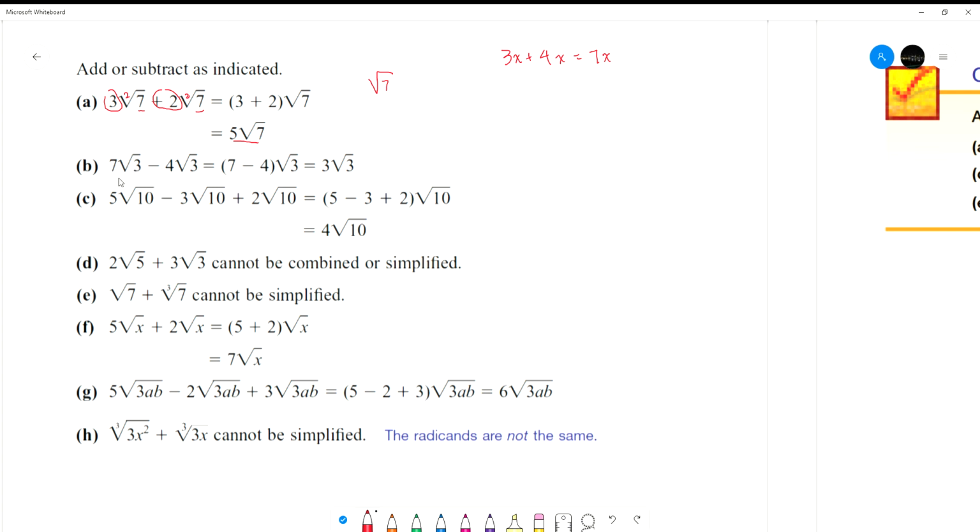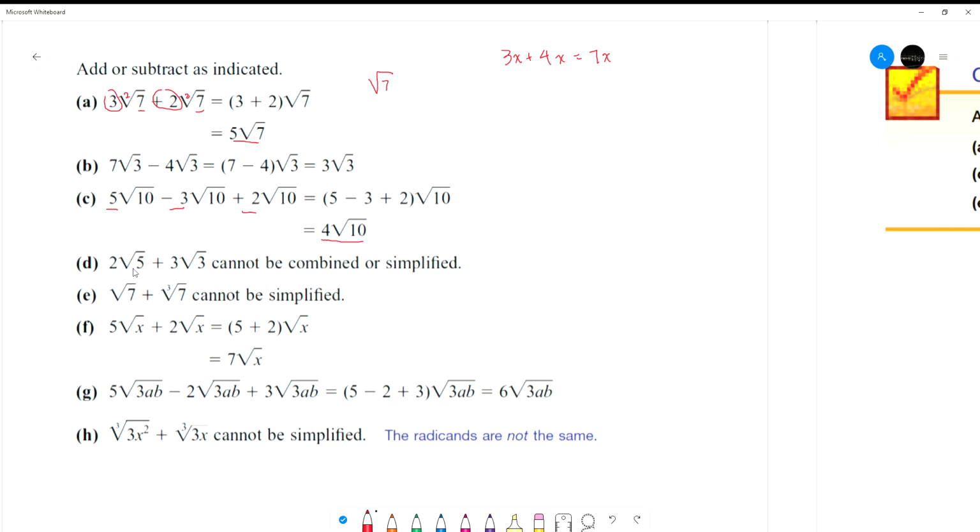So we look at part B, we have 7 root 3 minus 4 root 3. That means these are like radicals, right? The square roots are the same. The numbers under the radical, the radicands, are both 3. So 7 minus 4 is equal to 3 radical 3. Moving on, we have 5 radical 10 minus 3 radical 10 plus 2 radical 10. So these are like radicals. So we have 5 minus 3 is 2. 2 plus 2 is 4 radical 10, right?